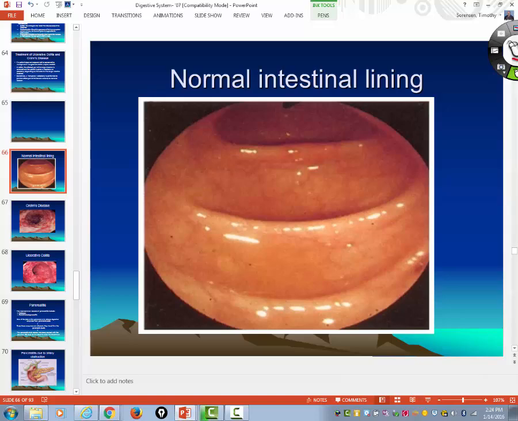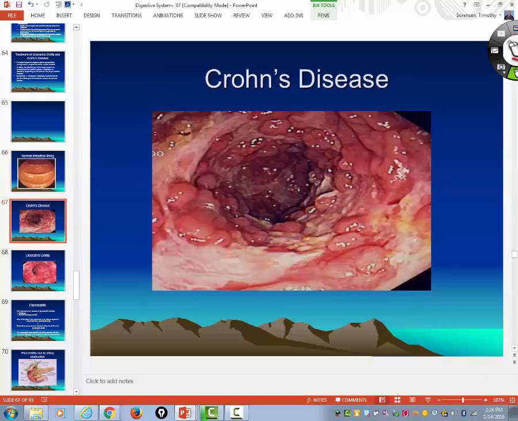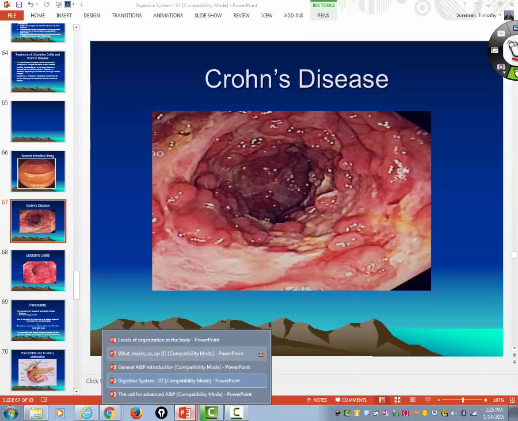So this is the normal lining of an intestine, and this is the lining of an intestine with Crohn's disease. And you can see this is all scar tissue. And because scar tissue doesn't work well and it doesn't have the ability to fight off infection, a lot of times these people with Crohn's disease get infections in their GI tract, so they have to have their intestines removed. So that is microvilli.